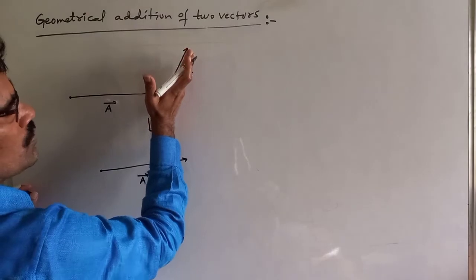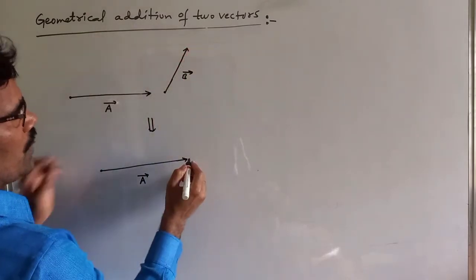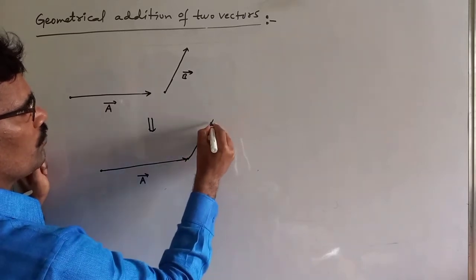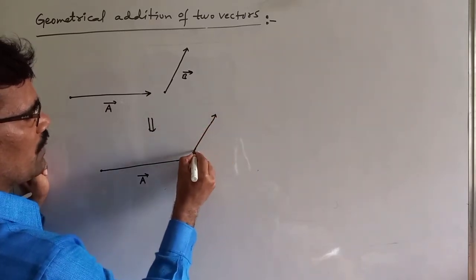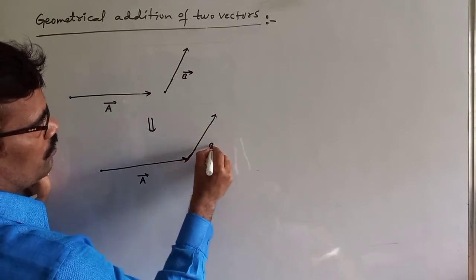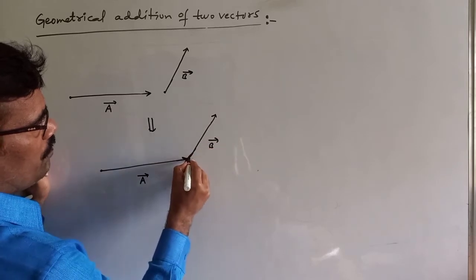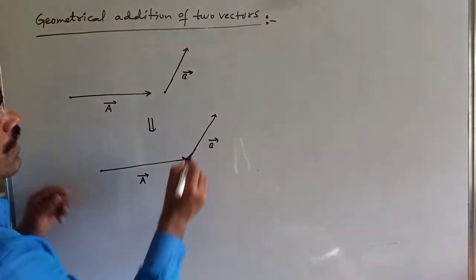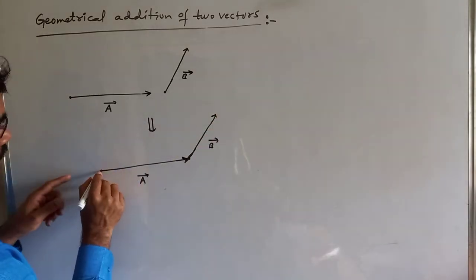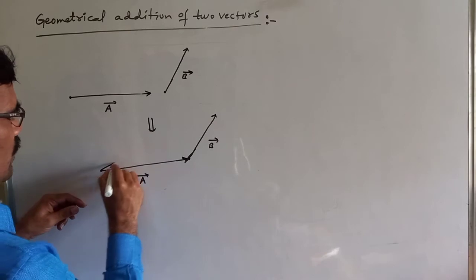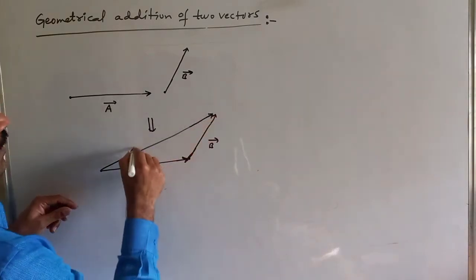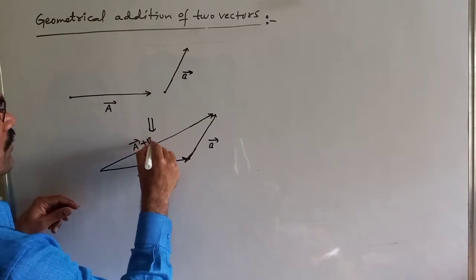Then it moves. So the initial of B is kept at the terminal of A. This is the rule: how to add two vectors geometrically. What about this? B bar, sir. Initial of B kept at terminal of A. Now, initial of A and terminal of B joining represents A bar plus B bar.